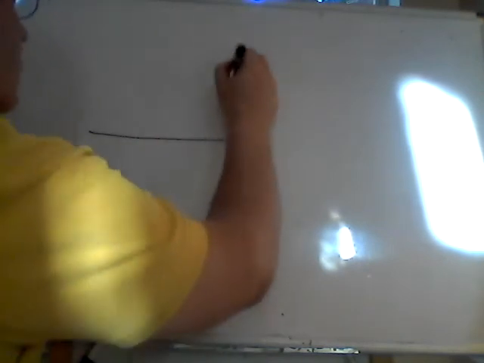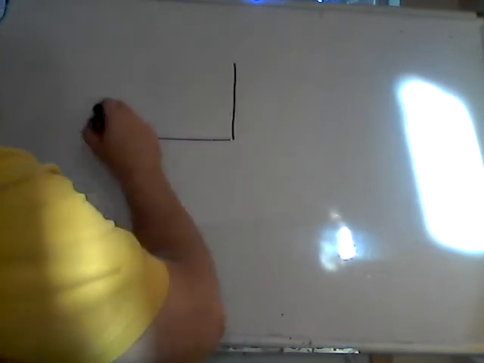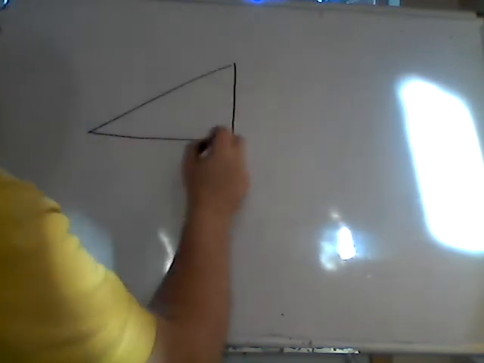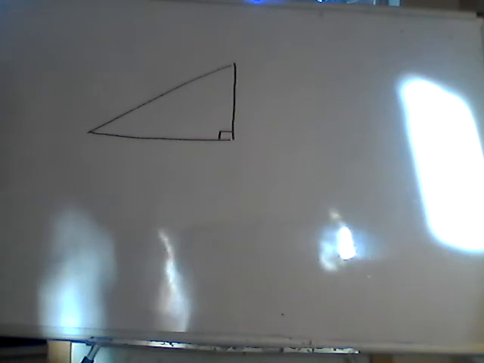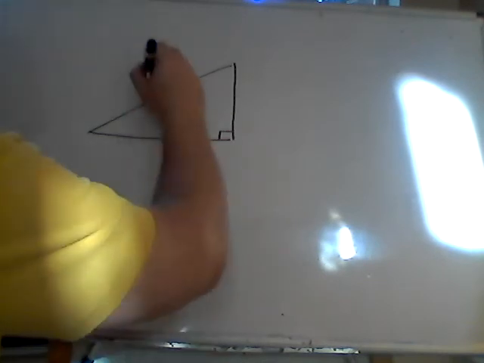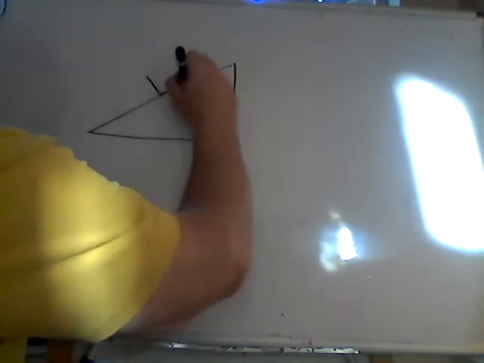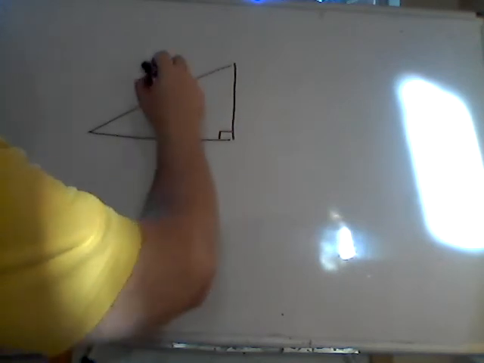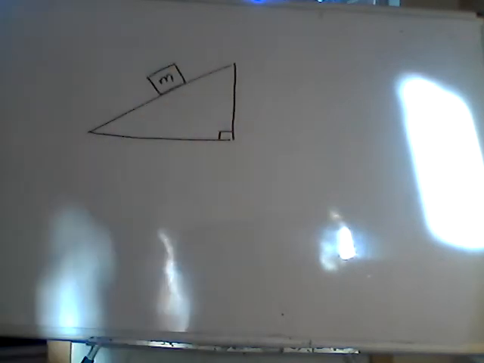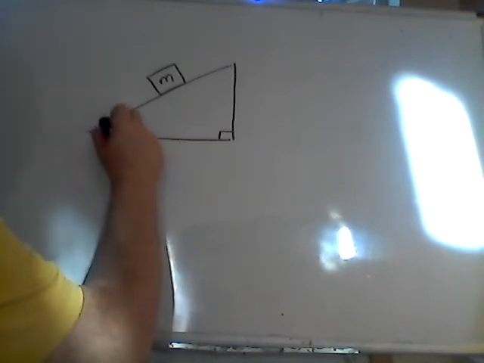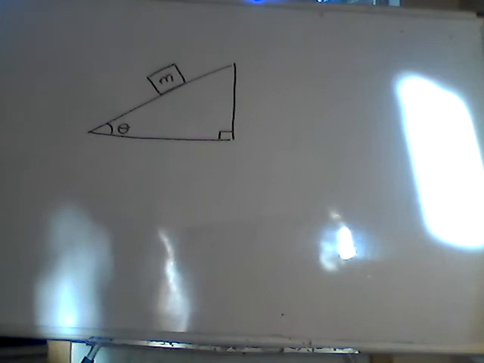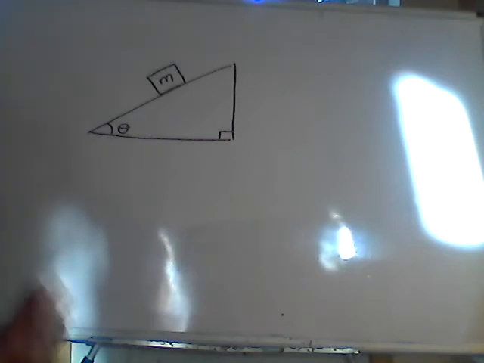All right, so let's try to draw a right triangle. All right, so here we go, right triangle. And we have a mass sliding on this incline. We'll say this incline is at an angle of theta. All right, now, what we want to do is, what are the forces involved in this problem?